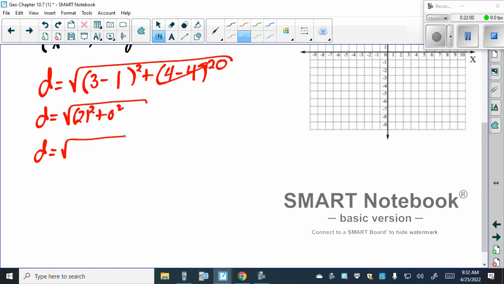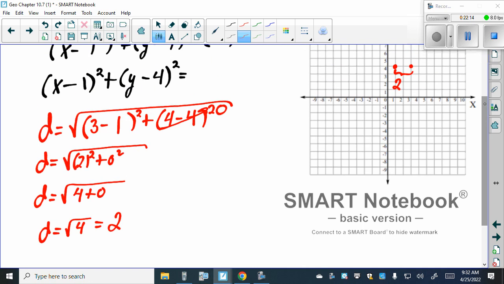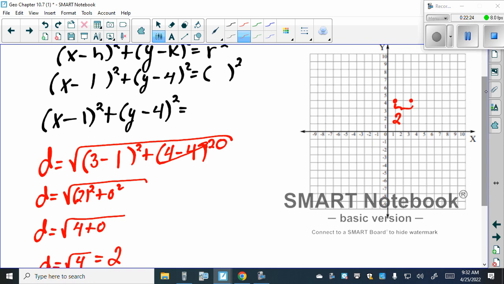Now, 2 squared is 4. 4 plus 0 is still 4. So the distance is 2. Now, this worked out this way because, again, those 2 points were on a straight line. They're on a straight axis. So the radius for this here is 2.